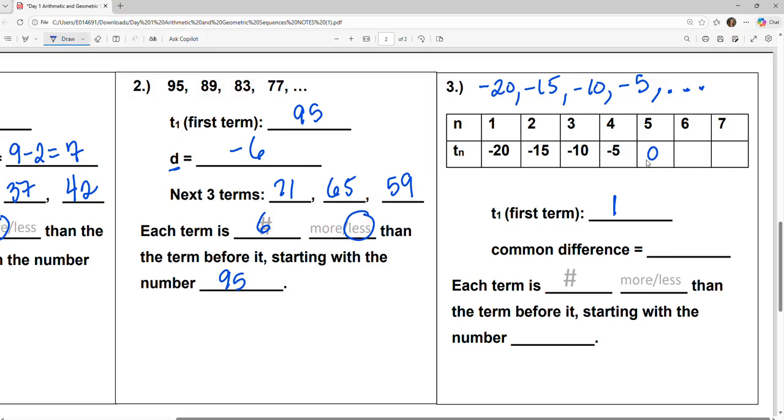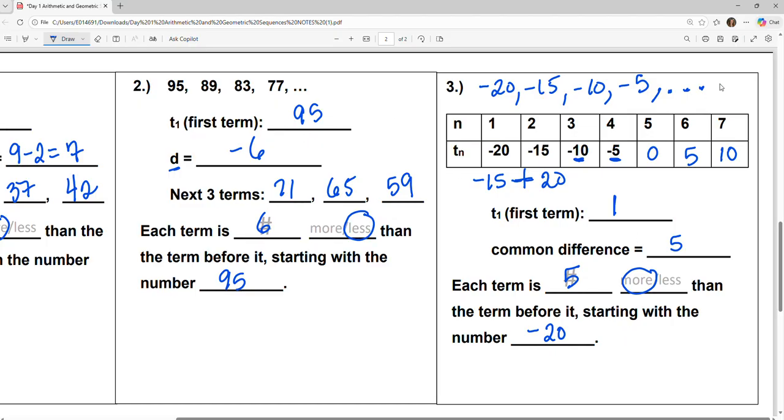So notice our numbers. If I add 5, because I have -10 here, that means the next term is going to be added 5. So the common difference should be +5. It was -15 minus -20, which gives me 5. So each term is 5 more than the term previously, starting with the number -20. So I caught myself. Then term number 6 is going to be 5. Term number 7 is going to be +10.